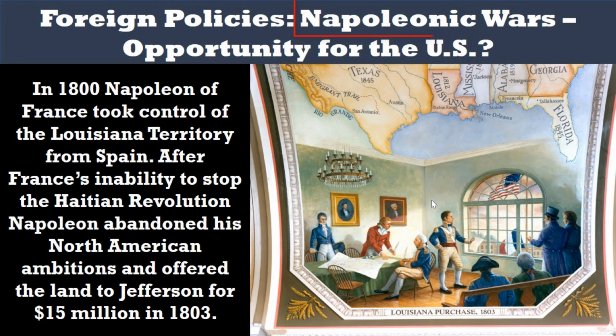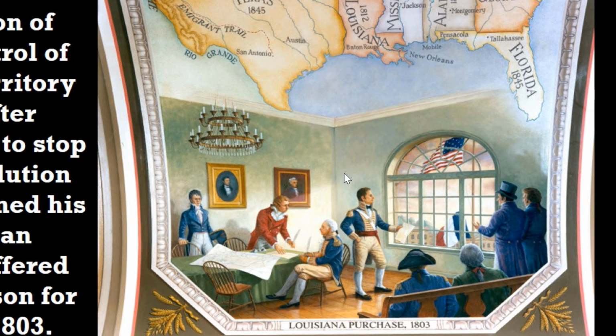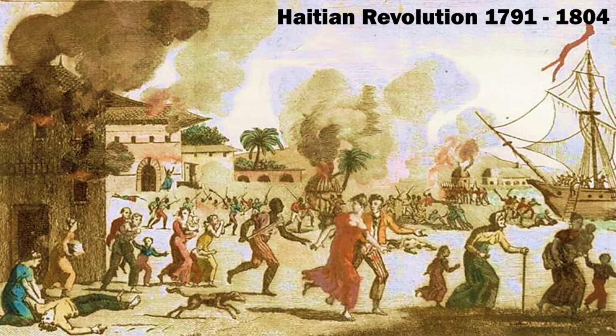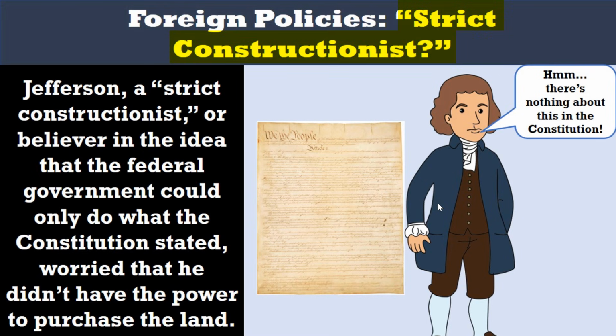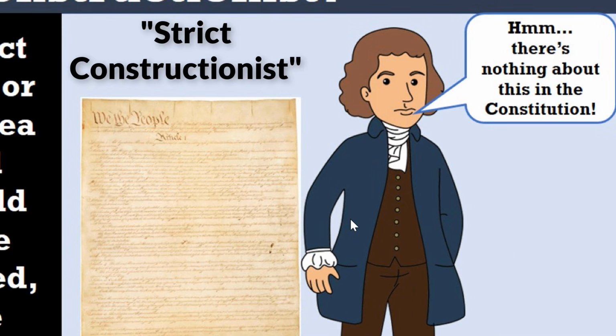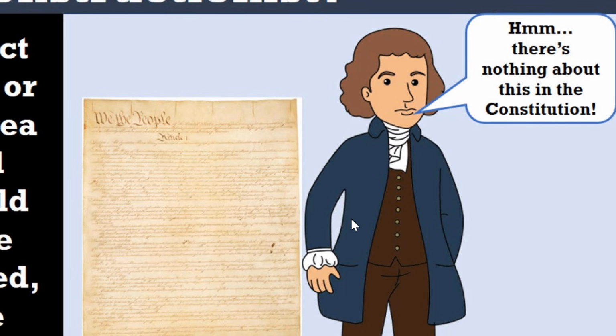Meanwhile, in Europe, the Napoleonic Wars were raging. In 1800, Napoleon of France took control of the Louisiana Territory in North America from Spain. After France's inability to stop the Haitian Revolution, Napoleon abandoned his North American ambitions and offered the land to Jefferson for $15 million in 1803. Jefferson, what we call, again, a strict constructionist, or a believer in the idea that the federal government should only do what the Constitution stated, worried that he didn't have the power to purchase the land.